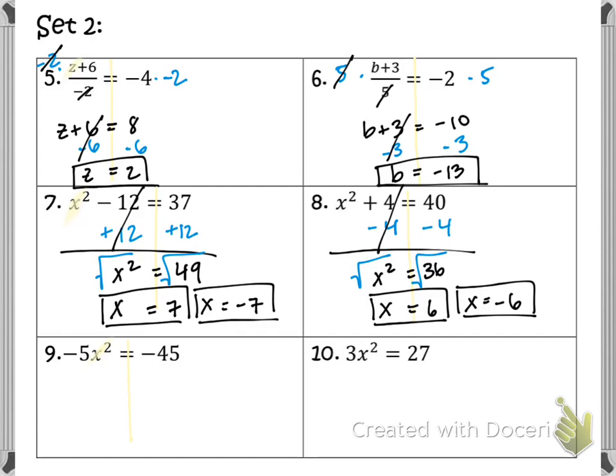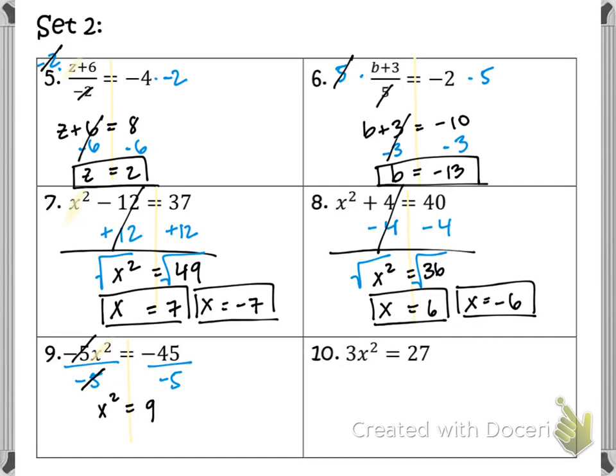Technically, it's being multiplied right now. What's the inverse of multiplication? That would be division. So I'm going to divide by negative 5, whatever I do to one side, do to the other. By doing this, I know that the negative 5s will cancel, leaving me with an x squared on the left side. And then negative 45 divided by negative 5 would give me 9.